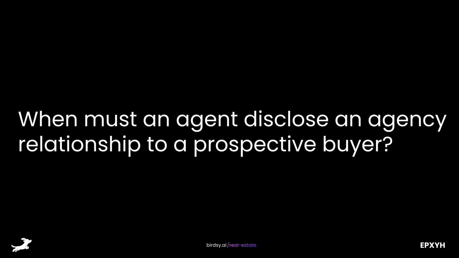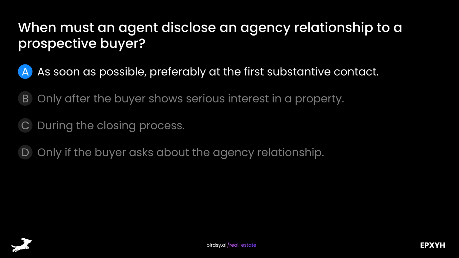When must an agent disclose an agency relationship to a prospective buyer? Is it A, as soon as possible, preferably at the first substantive contact? B, only after the buyer shows serious interest in a property? C, during the closing process? Or D, only if the buyer asks about the agency relationship?